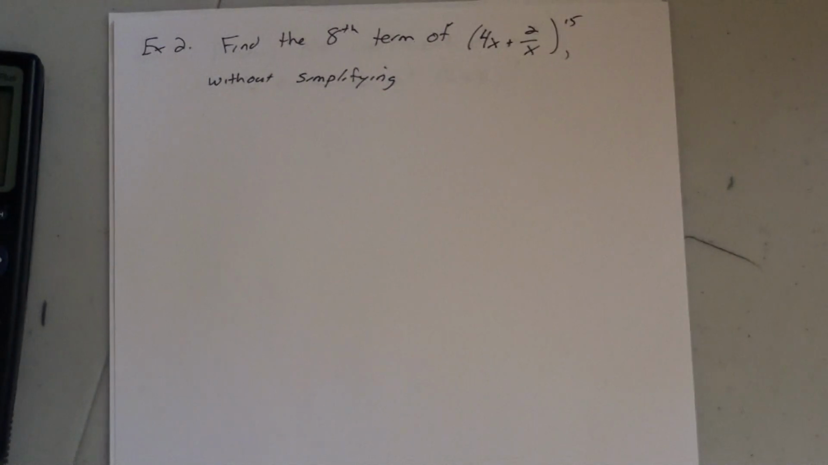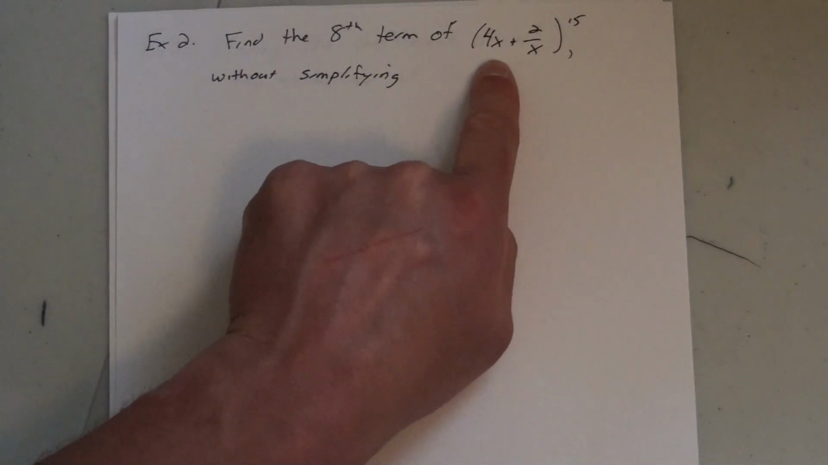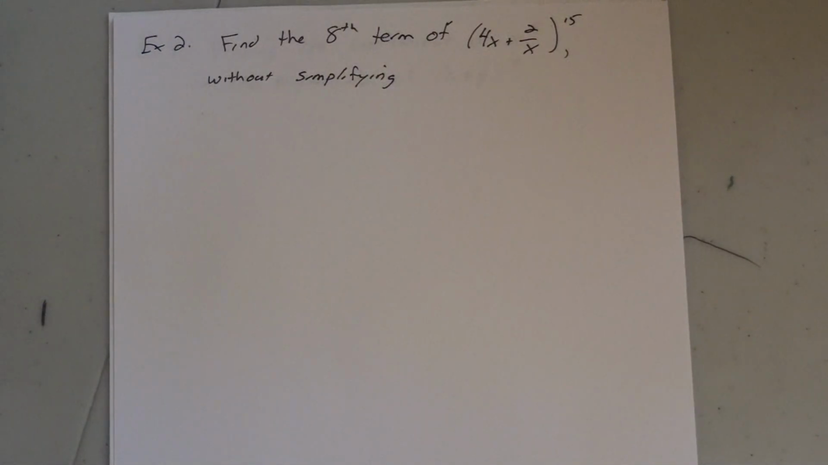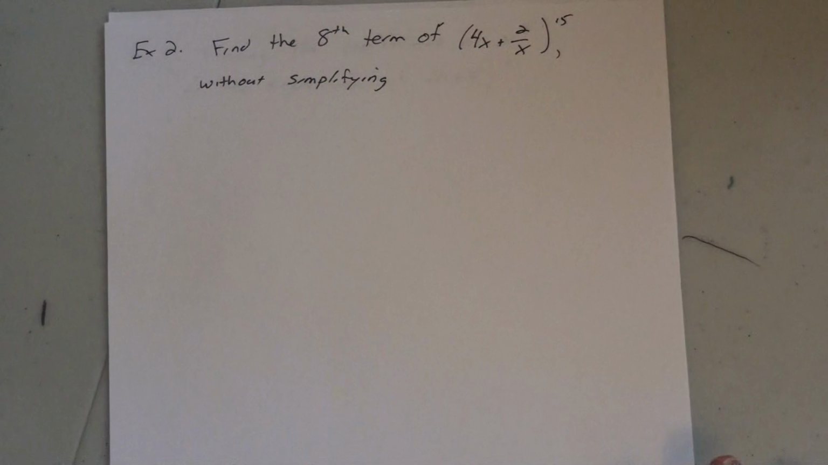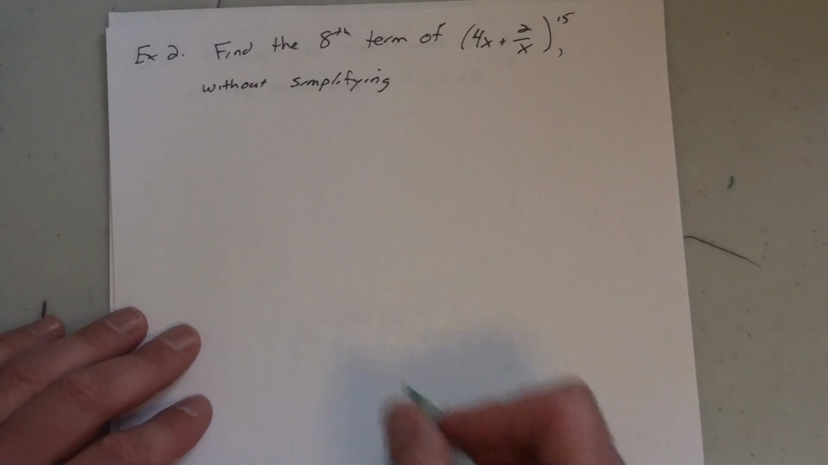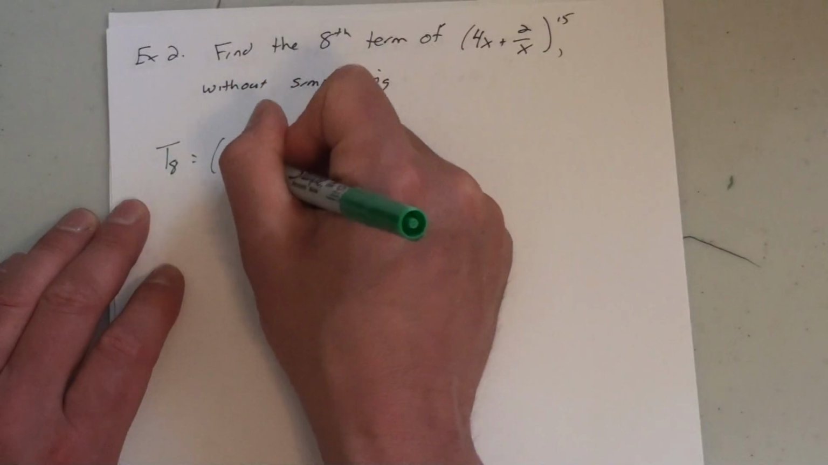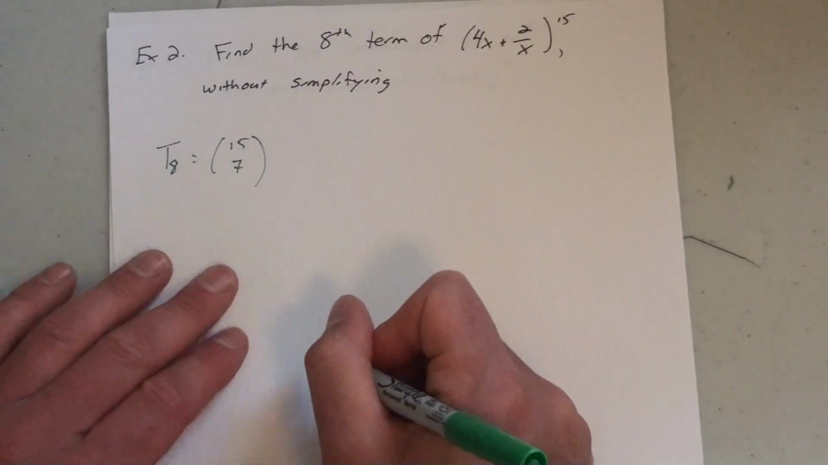Okay? Next example, find the 8th term of this expansion, the exponent of 15, without simplifying. So I can just leave it the way it is because the numbers are going to get massive with the exponent of 15. So 8th term, term 8 is going to go 15 choose 7.